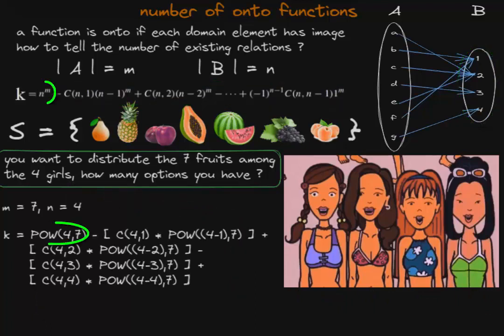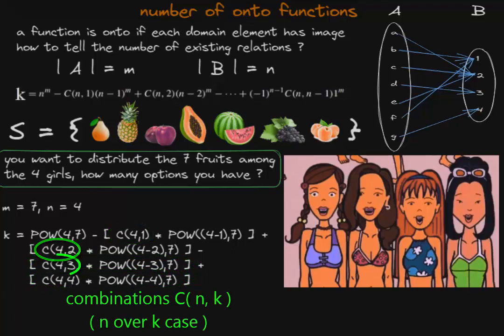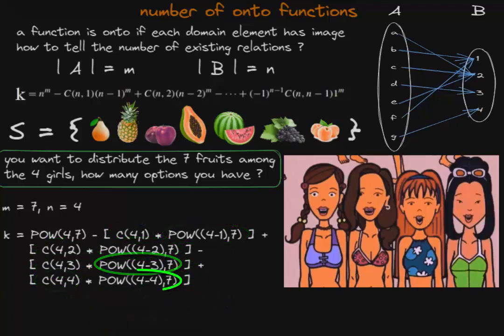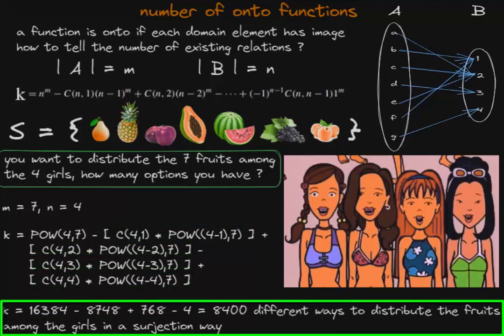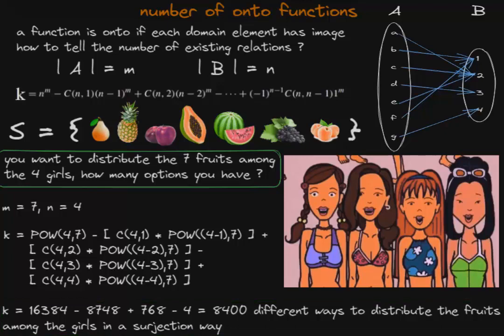First, replace each formula element with the data. Second, solve the inner operations. These combinations must be solved apart from these powers. Then multiplying the results inside the square brackets, we have a series of terms to solve. We found 8,400 different options to distribute the fruits.